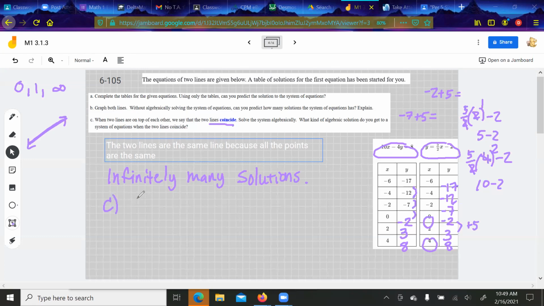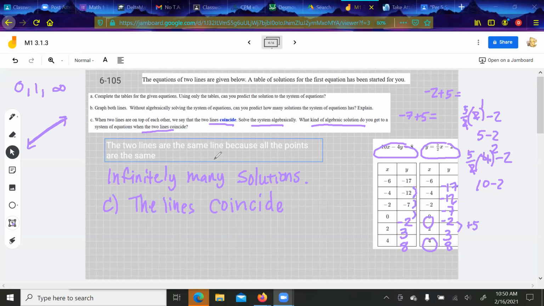So part C, let's write the lines coincide. Some good vocabulary here because that's an English word that you use. When two things coincide, they end up being the same. Okay, solve the system algebraically. What kind of algebraic solution do you get for the systems when they coincide? Okay, let me answer that. Somebody wrote something in the chat. Okay, you're good, Reese.